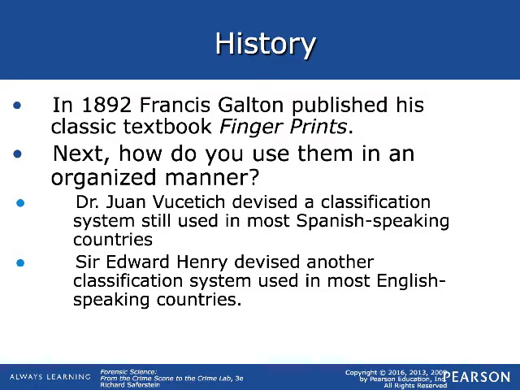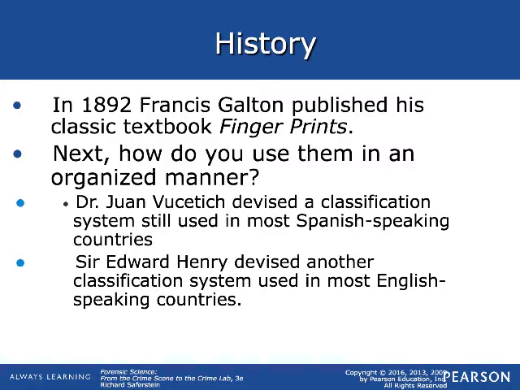In 1892, Francis Galton was the person that wrote the classic textbook, Fingerprints, that I think is still used. He went through and noticed how they're different between everyone, and he started writing about it and trying to organize it. But the next thing they needed to come up with was, we know that everyone's are different, but how do you use them in an organized manner? How could you systematically look at them? How can they be categorized?